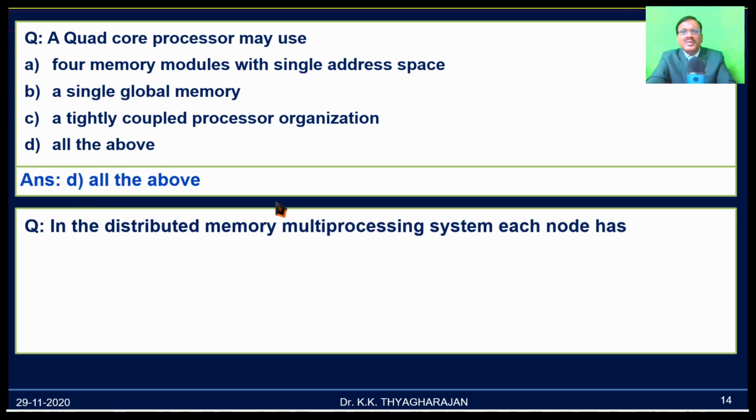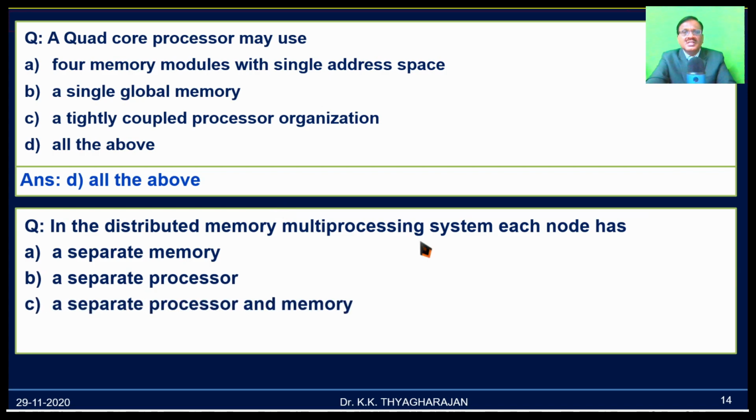In the distributed memory multiprocessing system, each node has A. a separate memory, B. a separate processor, C. a separate processor and memory, D. shared memory. So in this case, a separate memory is correct. A separate processor is also correct. A separate processor and memory, that is also correct. But shared memory is not correct. So D is not correct. A, B, C, all the three are suitable for multiprocessing system.